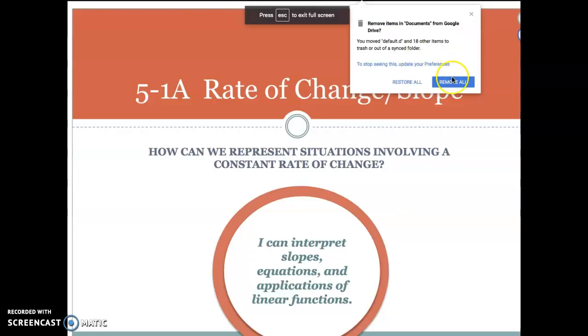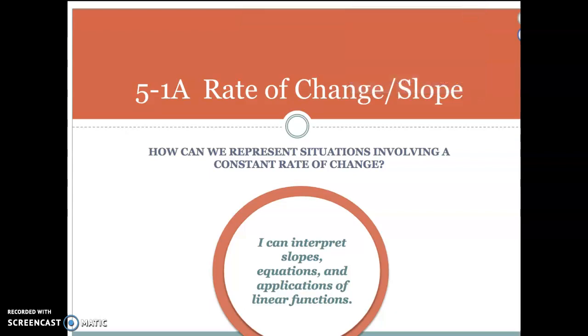Hello and welcome to Chapter 5. Chapter 5 is going to be taking a look at interpreting slopes, equations, and applications of linear functions.